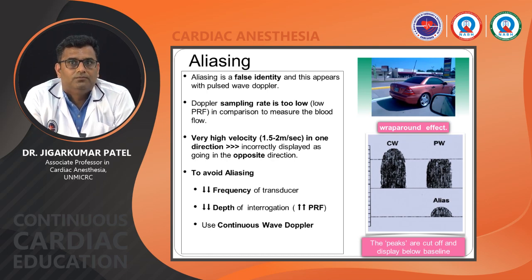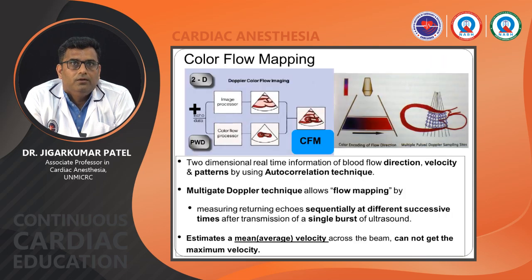the direction of this frequency shift. Now, the third type of Doppler is color flow mapping. It is a combination of 2D and pulse wave Doppler. Here, you get two-dimensional real-time information of blood flow, direction, velocity and pattern by using the autocorrelation technique.